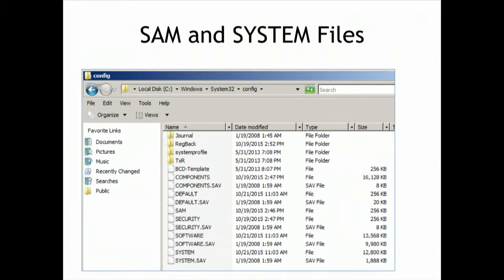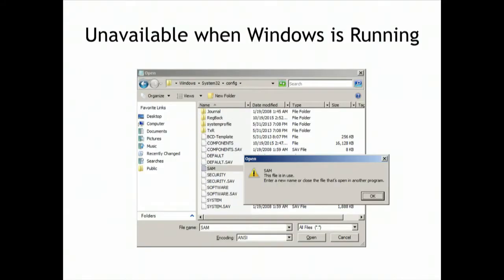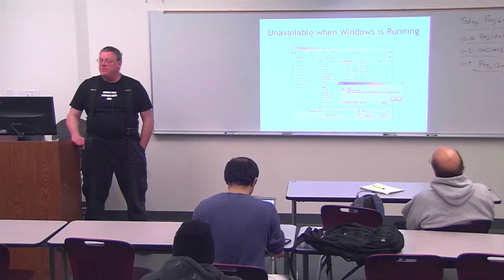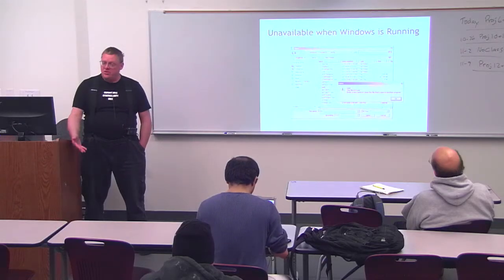Here are the SAM and the system files in a Windows machine. There's SAM, security, software, and system. SAM and system are the only ones you need to get off the machine if you want to crack passwords. And a lot of forensic tools like Encase and so on will do this all automatically for you. If Windows is running, you cannot copy SAM or system files. They're both in use. One simple way to get them is to turn off the machine and boot from a Linux boot disk. Then the system is not running and you can get it.